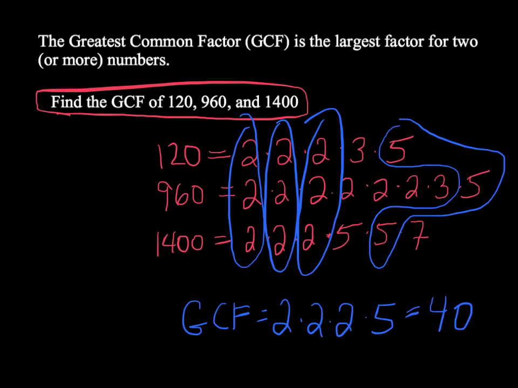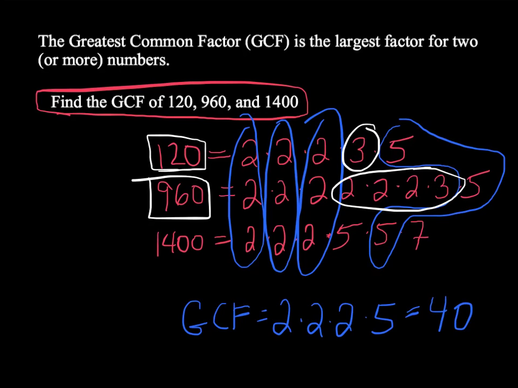By the way, if you check this, you'll find something very interesting. If you divide 120 by 40, you get 3. If you divide 960 by 40, you get 24, which is 2 times 2 times 2 times 3. And if you divide 1400 by 40, you will get 35, which is 7 times 5.